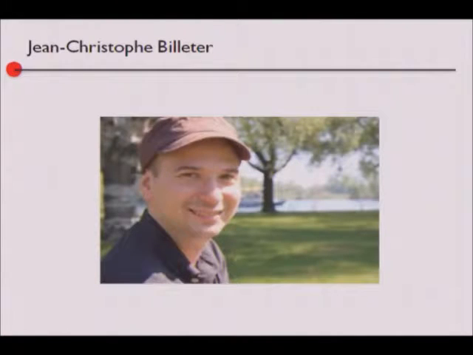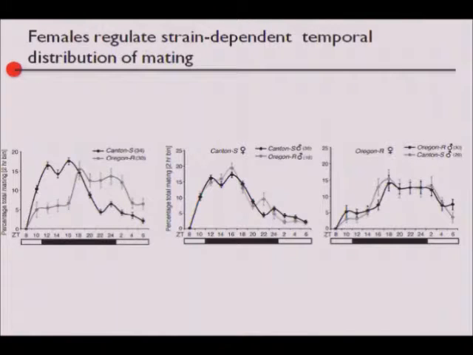That was shown by another postdoc in the lab, a guy named Jean-Christophe Billeter, who's now working in Groningen in the Netherlands. And he did an experiment where he was able to show that females taken from one wild-type strain called Cantonese, shown in black, mate with males from the same strain in this pattern over time. Females taken from another wild-type strain, another inbred strain called Oregon R, mate with their own type of males in a very different temporal pattern over time. So that's nice. That's what these strains do.